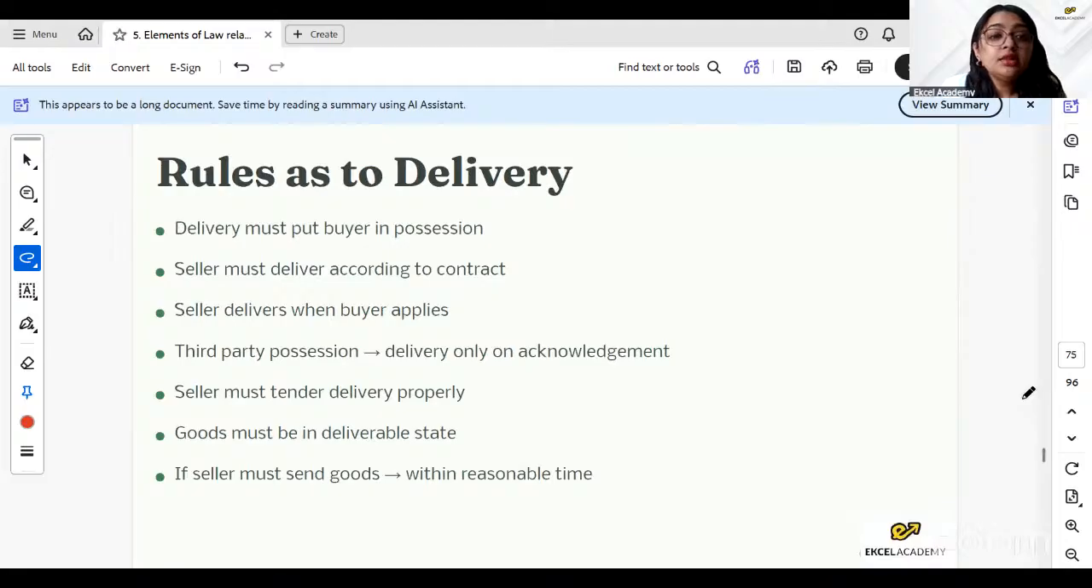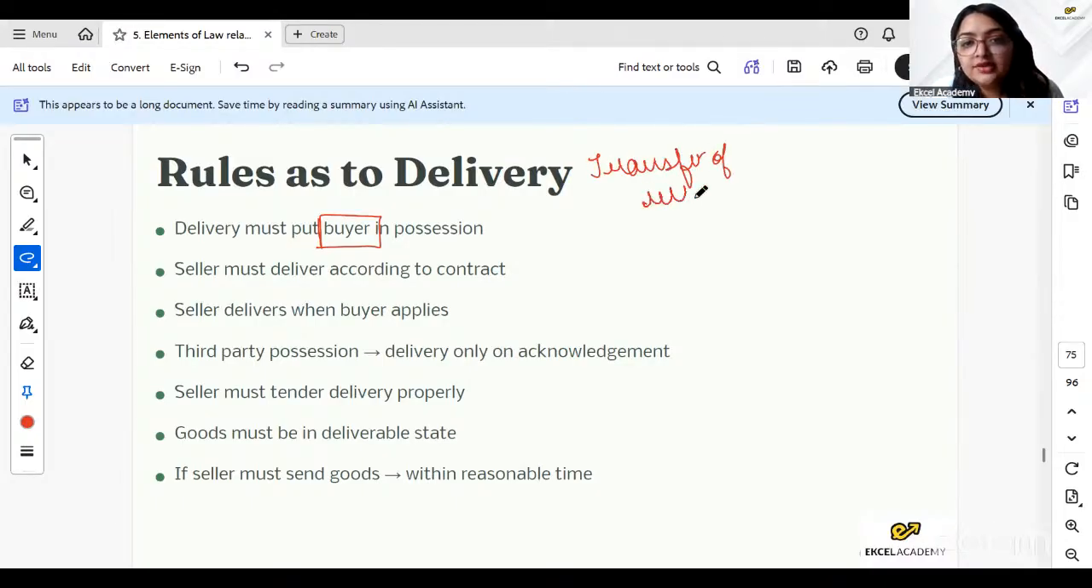Okay, now rules as to delivery. So when do we say that the goods are delivered? Delivery must put the buyer in possession. Now let's understand, transfer of ownership is different from delivery. Transfer of ownership, so transfer of title. When we say transfer of title, it speaks about ownership, and when we speak about delivery, it speaks about possession.